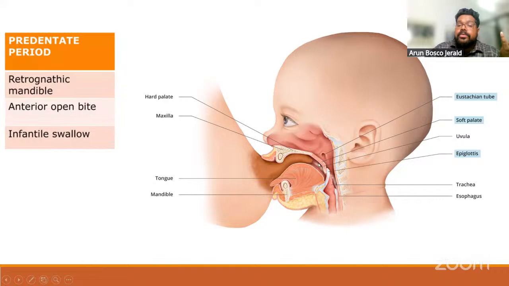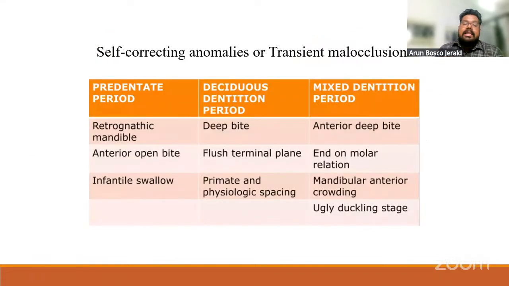Instead, it is going through the lateral walls of the pharynx between the anterior and posterior facial pillars. Now, the remaining self-correcting anomalies are deep bite, flush terminal plane, primate and physiologic spacing. All these we have already discussed. The deep bite will be corrected in the deciduous dentition period to a certain limit by the eruption of the permanent molars.